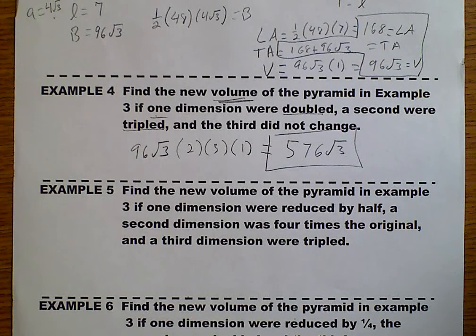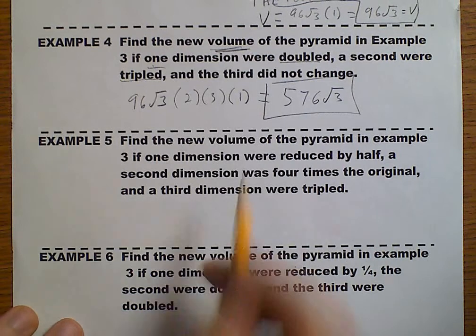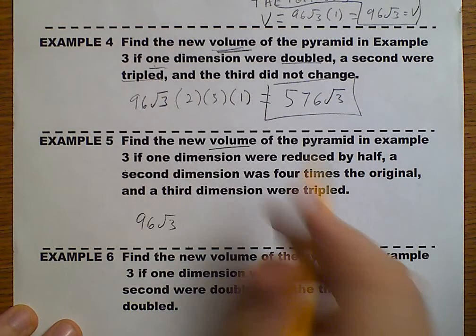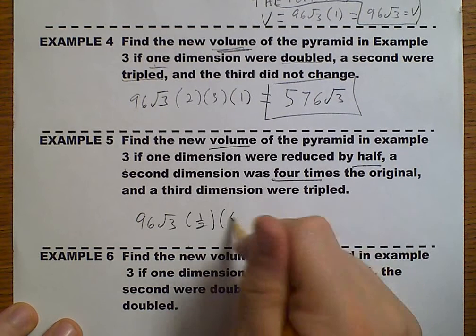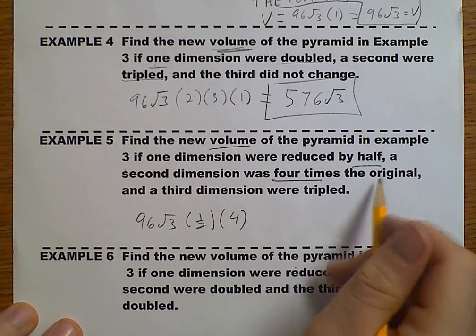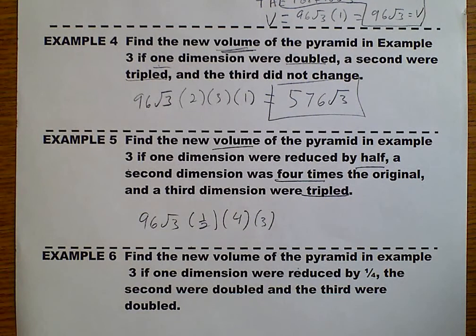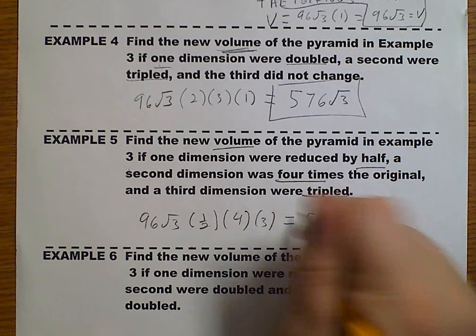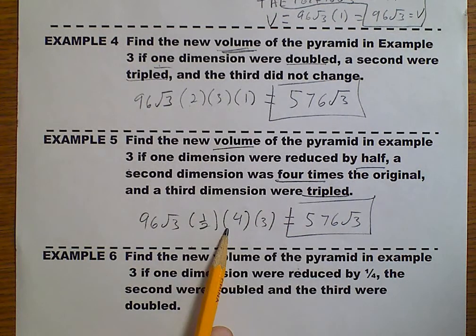Again, like I said, very simple. Let's go ahead and look at example number 5. Find the new volume in example 3. So we're starting again with 96 on the square root of 3. One dimension is a half. Another is 4 times. And the third was tripled. And that also gives us 576 on the square root of 3, because 4 times 1 half times 4 is 2, times 3 is 6. So we're getting the same answer.